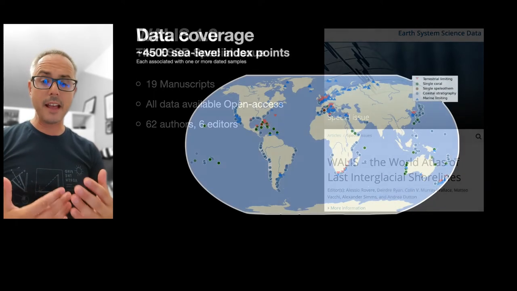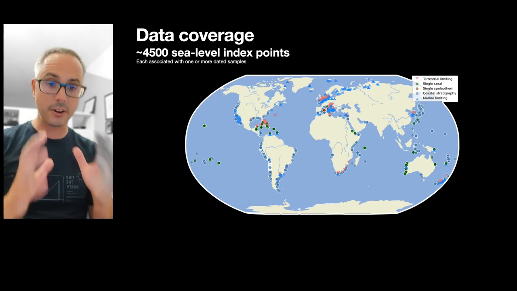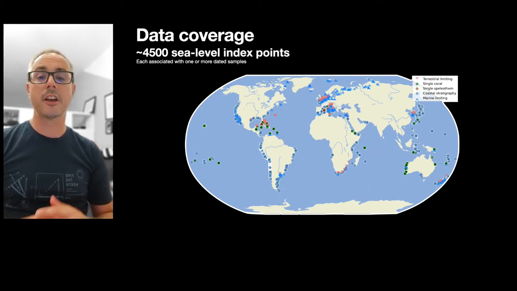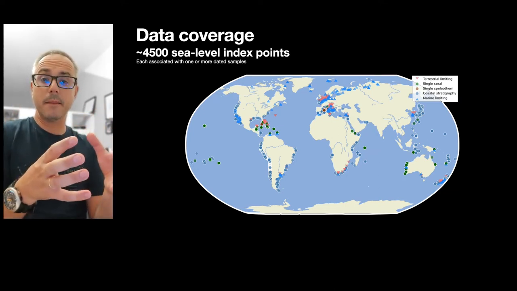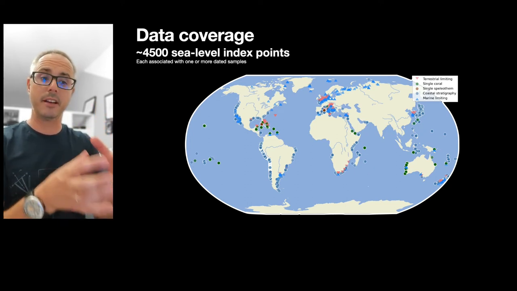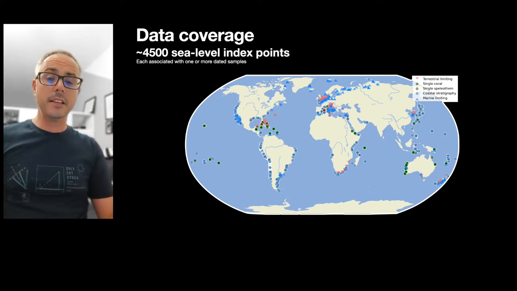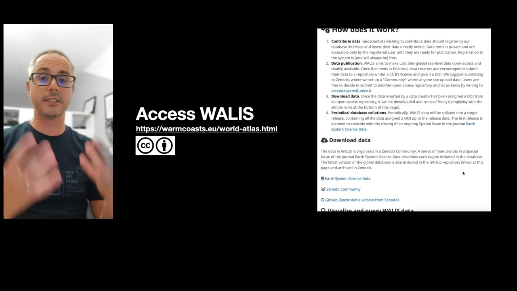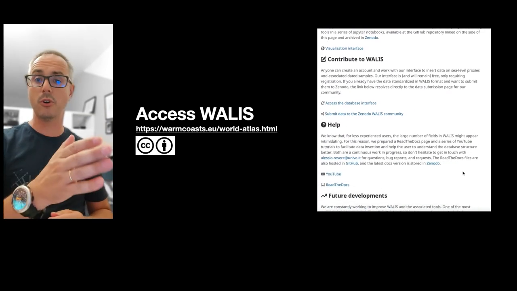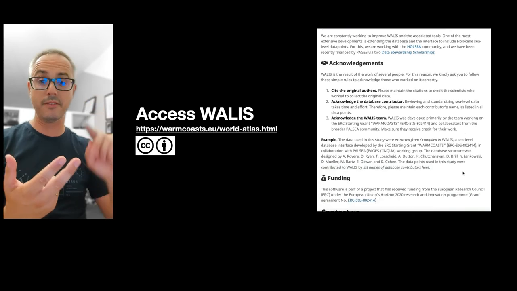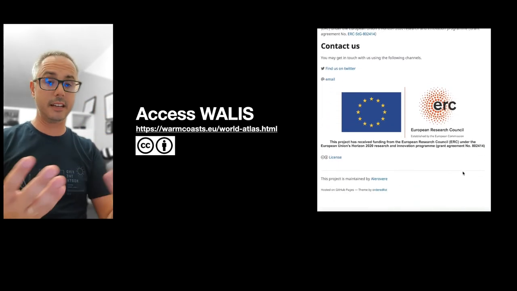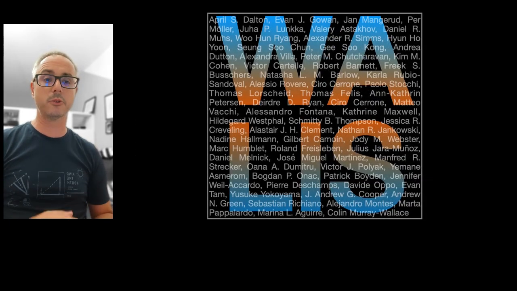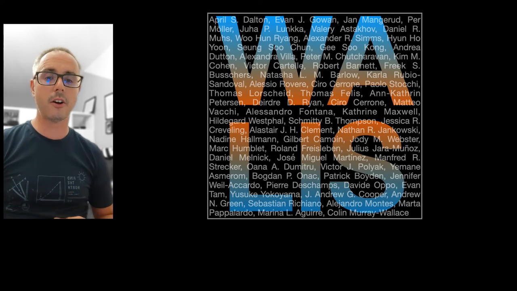authors. And thanks to this interface and to the database, we could collect 4,500 sea-level index points of last interglacial age, and each one is connected with one or more dated samples, and inside each dated sample you have geochemical values for those samples. This is in a few words, WALIS. WALIS 1.0 is the first iteration of the database. You have here the link to all our resources. We have Python scripts, we have the interface, we have SQL data if you want to download the raw data set. And let me say that I'm extremely grateful to all the people who have been working on this database.